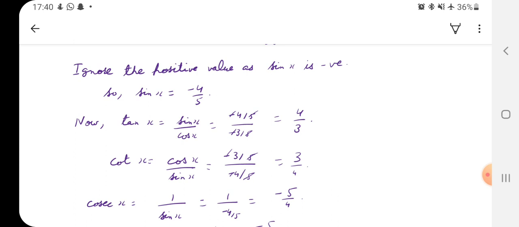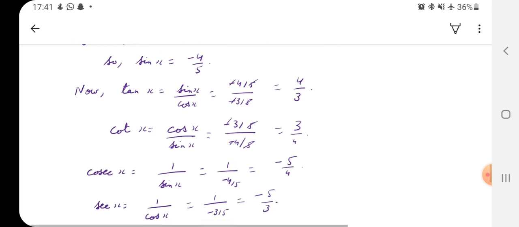Now cot x. Cot x will be equal to cos x by sin x. Now substituting the value of cos x and sin x in this cot x, right? So we will get the value of cot x as 3 by 4. As you all can see, tan and cot are positive as x lies in the third quadrant, so they both will be positive.